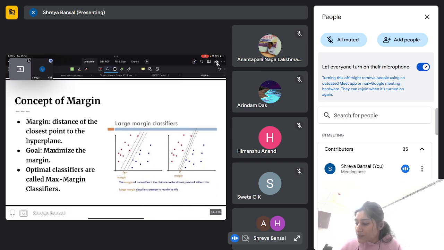So the concept of margin: you can say that, look, there are two pictures here. Here the margin is small, here the margin is more, right? So these are called max margin classifiers. So it means we want to maximize.